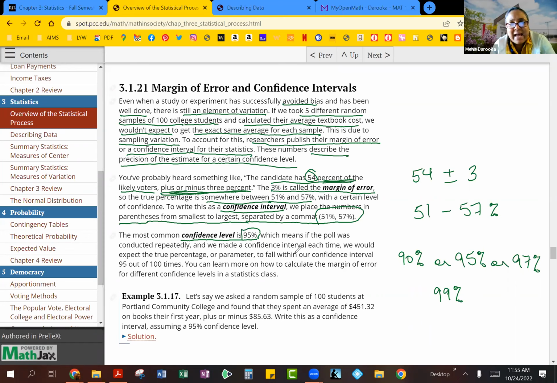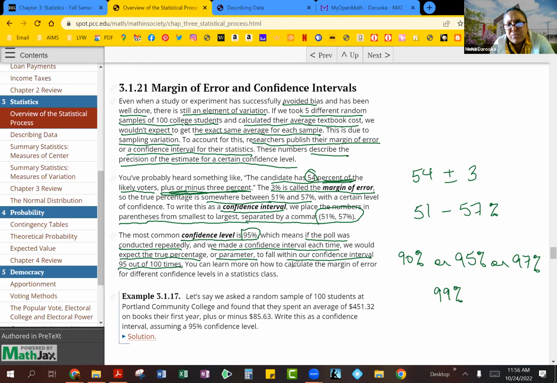So we are saying that if the poll was conducted repeatedly and we made a confidence interval each time, we would expect the true percentage, or that parameter, to fall within our confidence interval 95 out of 100 times. So we would basically say, this is where you're going to land. Your true percentage, 95 out of 100 times, is going to fall at 54%, or that 51 to 57%. As many times as you keep repeating it, you should stay within that percentage area.